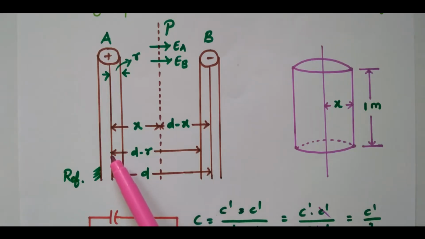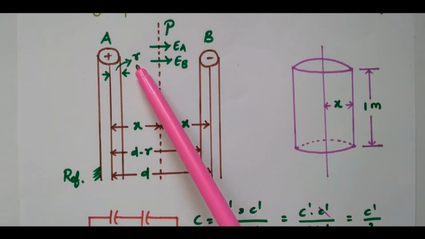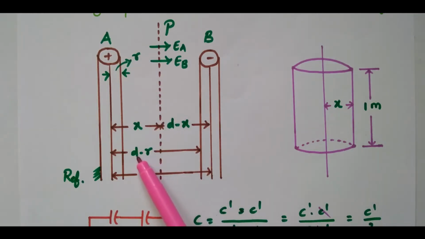The distance from the center of conductor A to the outside of conductor B is D minus R. So during the integration, we need limits. The limits are decided by two parameters. One is the radius of the conductor. The other is this D minus R, from the center of conductor A to the outside of conductor B. This distance decides the other limit of the integration.